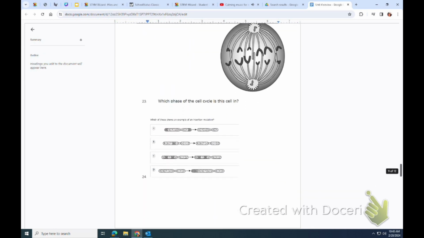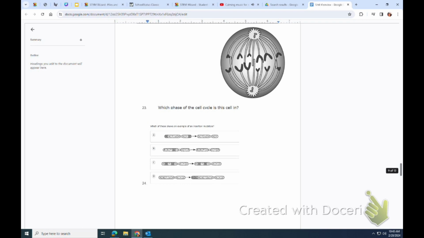Next image here is this cell. Which phase of the cell cycle is that in? Maya? Anaphase? Yeah, that's anaphase. Here we have some chromosomes, and I want you to look at them and tell me which of these, when you're looking at the before and after, shows an insertion mutation. Would that be D? Yes, you are correct. It is D.